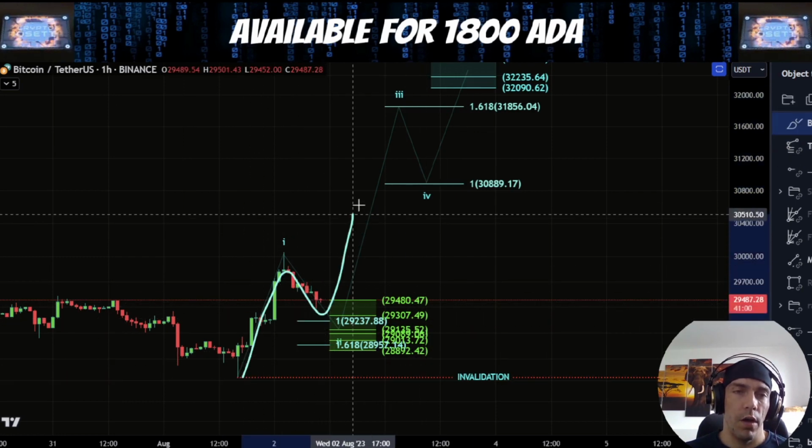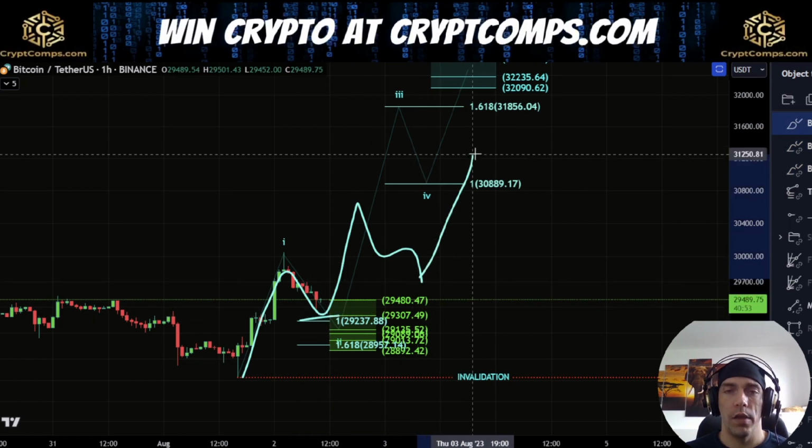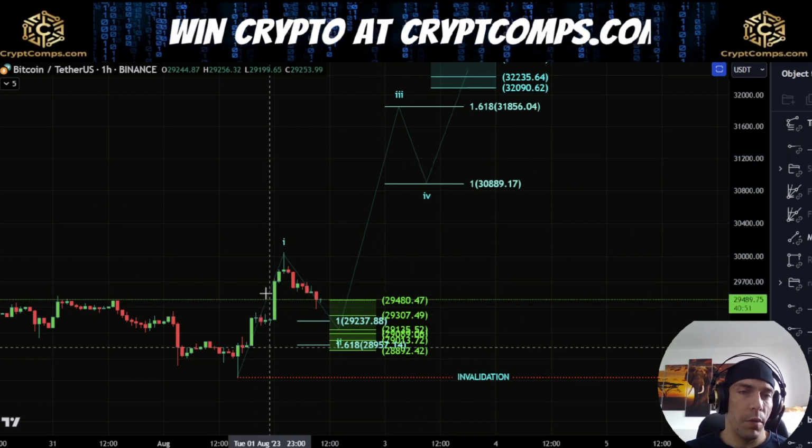If we just get a 3-wave move up here, potentially we could still look to find support above the low and then see price push to the upside again. So going to be monitoring this.